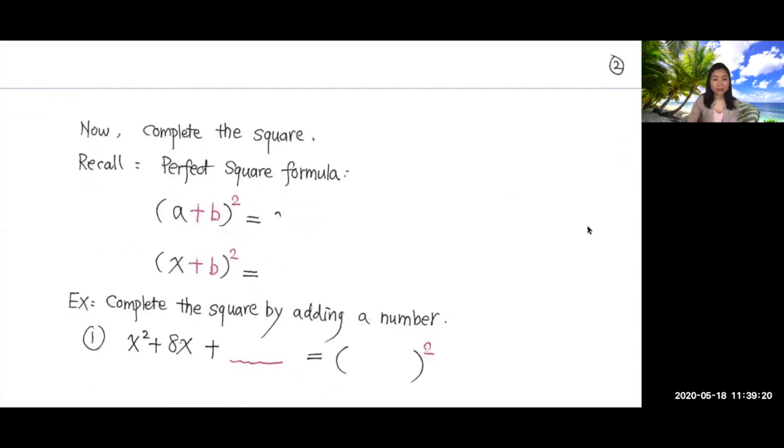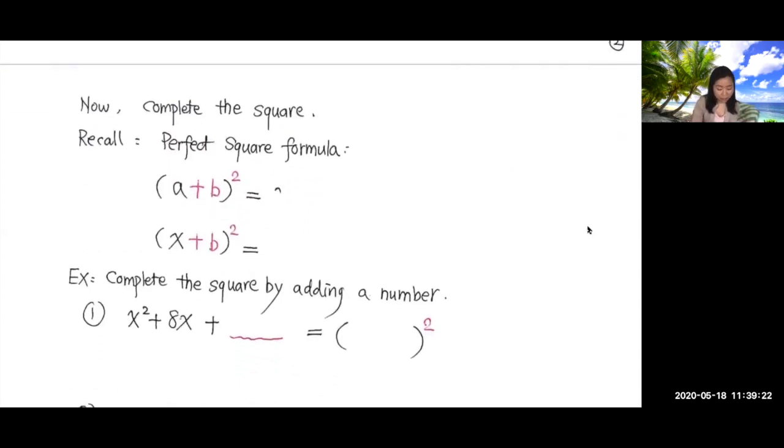Next topic here will be completing the square. What do you mean, complete the square? This is actually very useful when you take higher math. A lot of times you need to complete the square. So let's first recall what the perfect square of a plus b is.